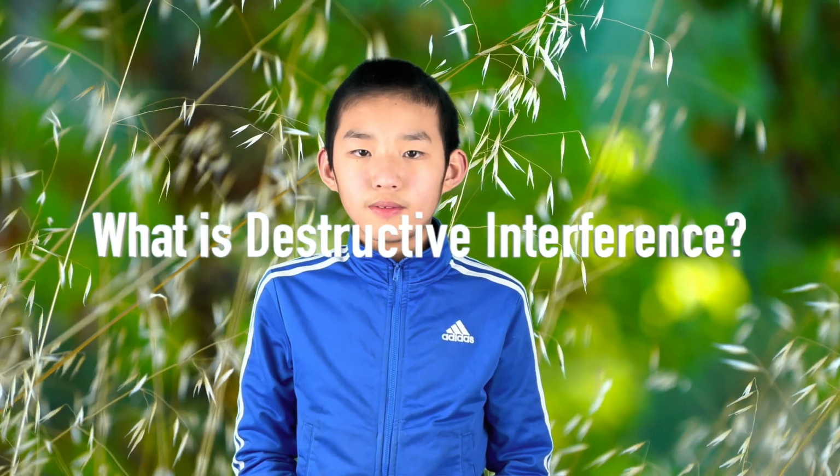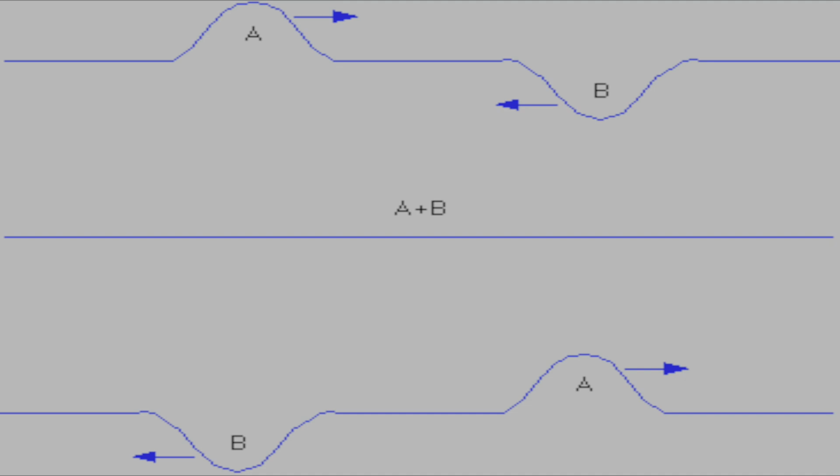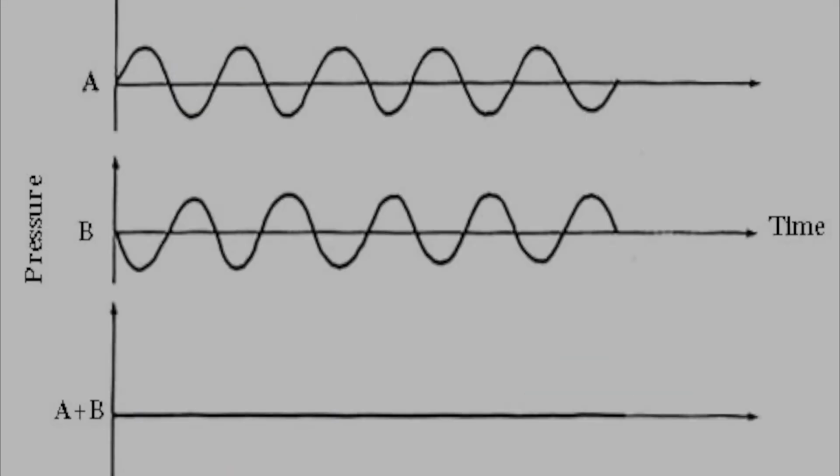What is destructive interference? Destructive interference occurs when the crest of one wave overlaps the trough of another wave. The waves pass through each other. Crest and trough cancel each other out to produce a wave with less amplitude.